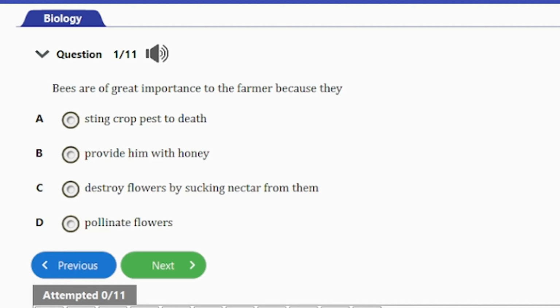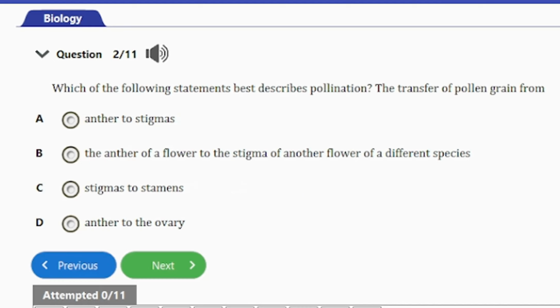It says, bees are of great importance to the farmer because they A. sting crops to death, B. provide him with honey, C. destroy flowers by sucking nectar from them, D. pollinate flowers. So guys, the answer to this question is option D. Bees are of great importance to farmers because they help in the pollination of flowers. So let's consider the next question.